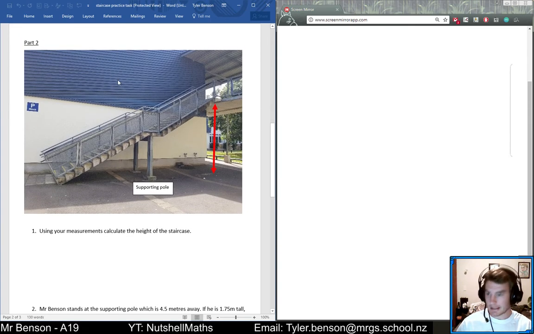So my class, whoever's in my class, went out and measured this. Using your measurements, calculate the height of the staircase. So we've got the staircase in P block. We've got a supporting pole, and I got them to stand some distance away along here and to look up and to see it. So I'm going to draw, like I said, I'm not good at drawing, but I'm going to draw.